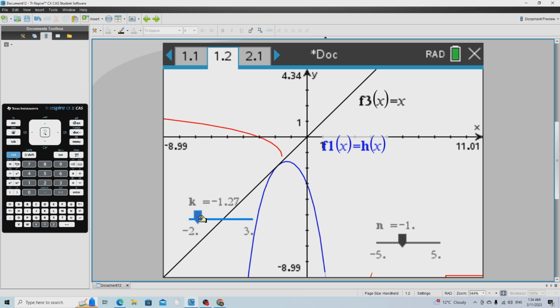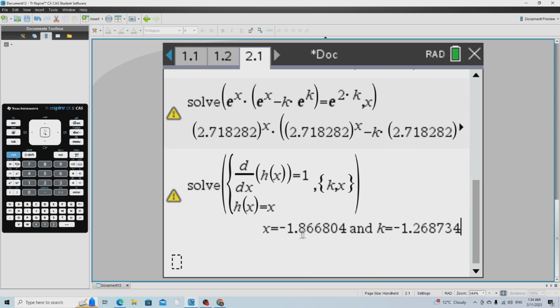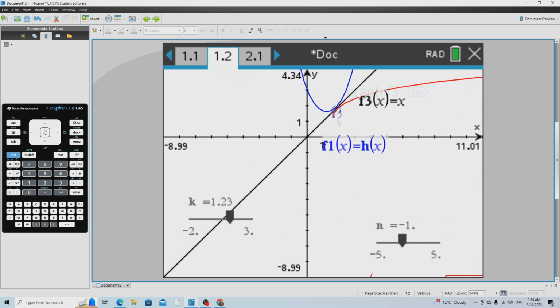So if you like, here, negative 1.27 is over here. That's where they intersect, yeah? Over here. If we bring it over here, it's the same point as the x. So here is x equals negative 1 point something. It will just be the positive, and also the k value here will also be the positive k value.